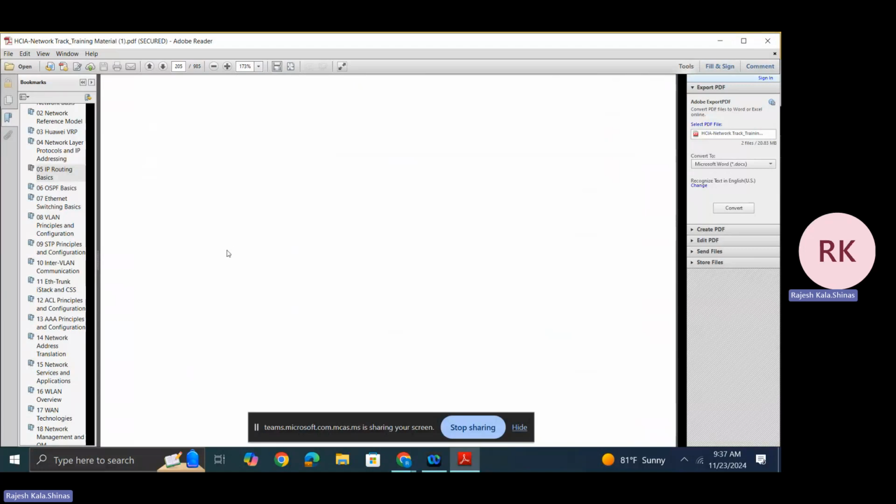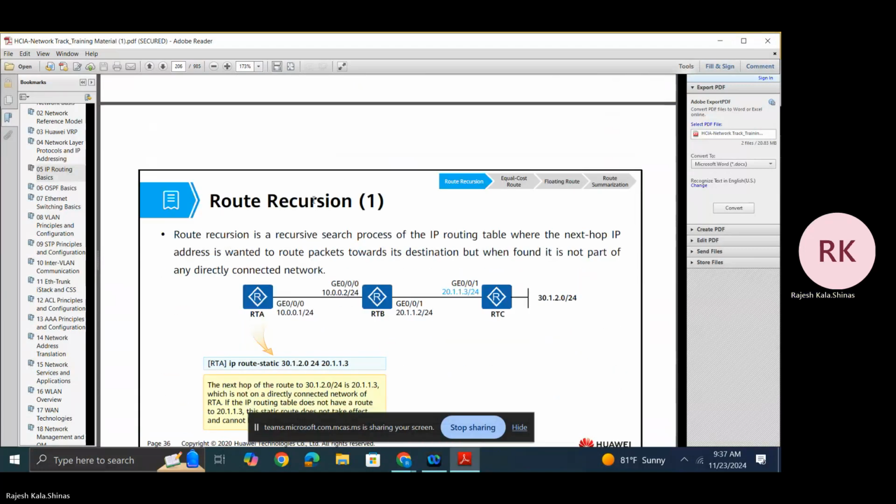Then advanced routing features. Routing recursion. Here, routing recursion means a route that points to a next hop which is not directly connected to the router. Example, in RTA, I have a static route towards 3.1.2.0/24. I want to reach this network from RTA, and I give the next hop IP as 20.1.1.3.